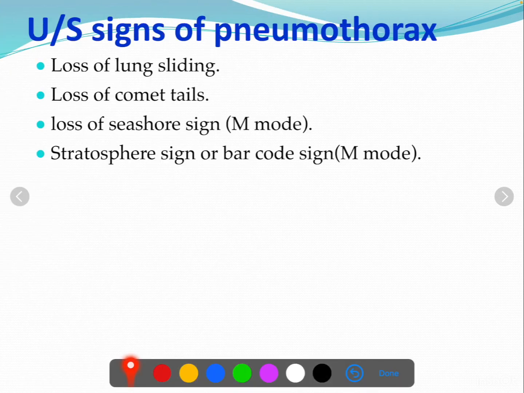What are the ultrasonographic signs of pneumothorax? There will be loss of lung sliding, loss of comet tail, and loss of seesaw sign. In M mode, there will be loss of seesaw sign, and the stratosphere or barcode sign will be present. Very, very important. If the stratosphere sign or barcode sign is there, then we will say it is because of pneumothorax. In normal condition, the seesaw sign is there, and in pneumothorax the seesaw sign will not be there. And the lung sliding and comet tail appearance, which are normally present, are absent in pneumothorax. Very, very important.